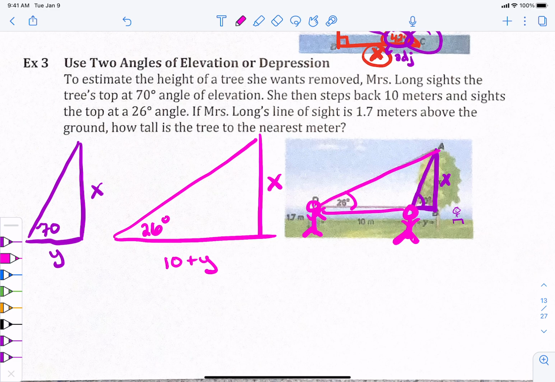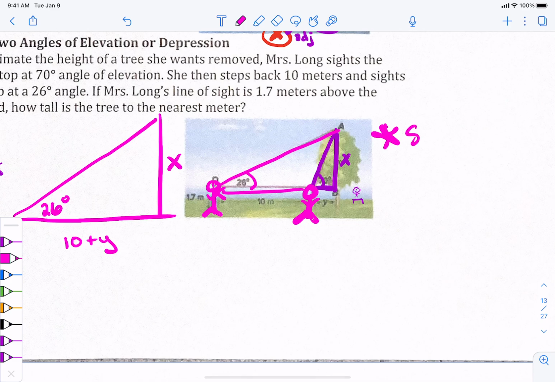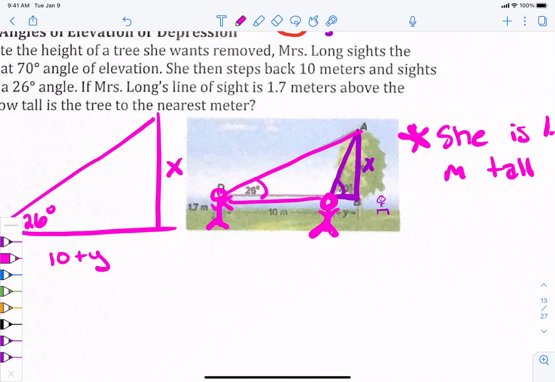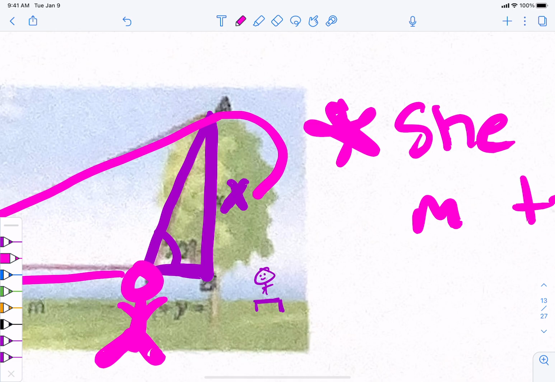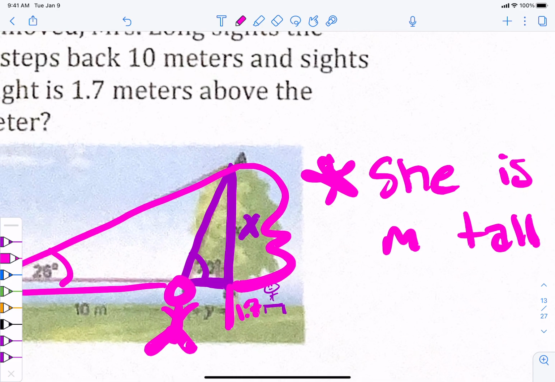Okay. Now, one other thing that we have to take into consideration: she is 1.7 meters tall. We're going to take that into consideration later. Because if you look at this X right here that we're solving for, is that ground level? No, right? We've got to add that 1.7 onto the end there. Does that make sense? That's her eye level, or however tall she is, from her up to the tree.